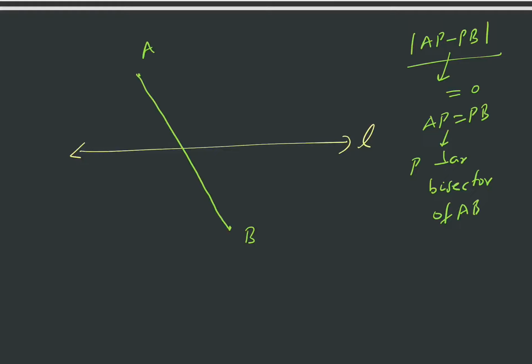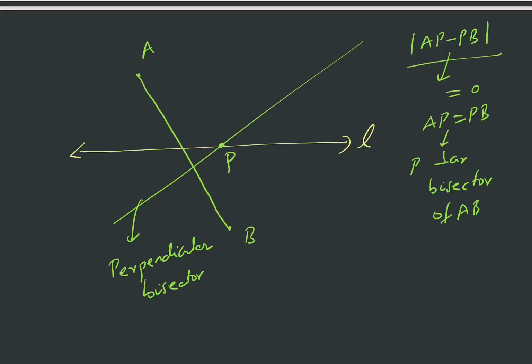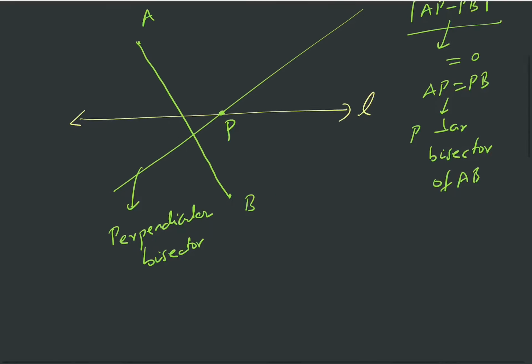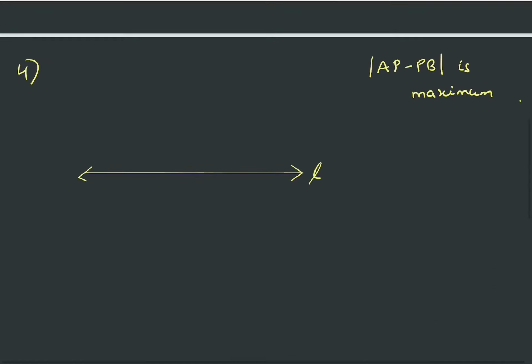So let us draw the perpendicular bisector of AB. So let us say this is the perpendicular bisector of AB, and we need to find the point P which is lying on line L. So my required point P will be this point. So I hope this is clear. Let us move on to the fourth question.